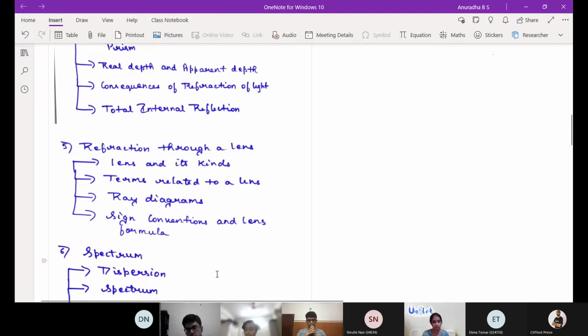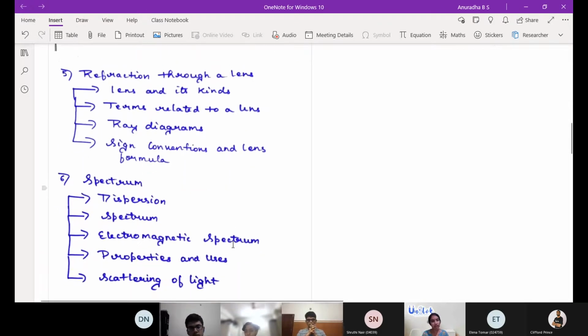The next unit is about refraction through a lens. We had learned about spherical mirrors, two kinds: concave mirror and convex mirror. You would have learned about it in your ninth standard. In that you learned about mirrors; here you are learning about lenses. You have two kinds of lenses, concave lens and convex lens. So what do you mean by converging and diverging?